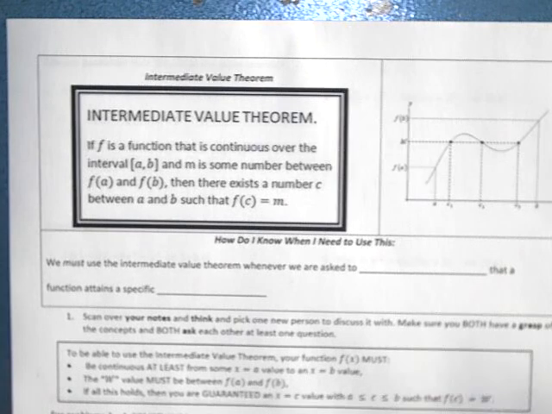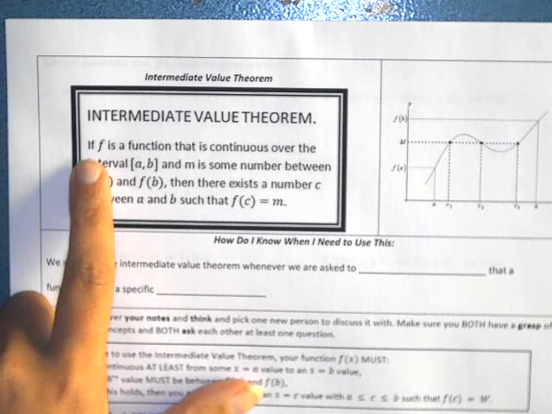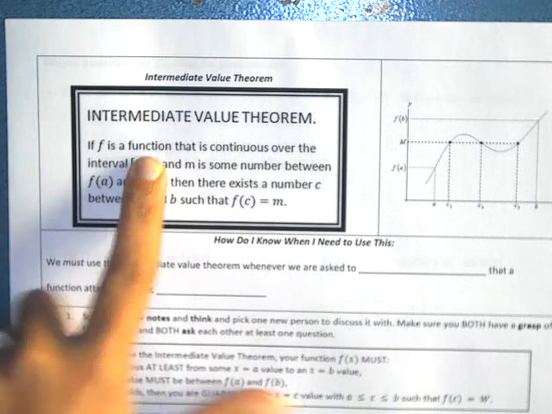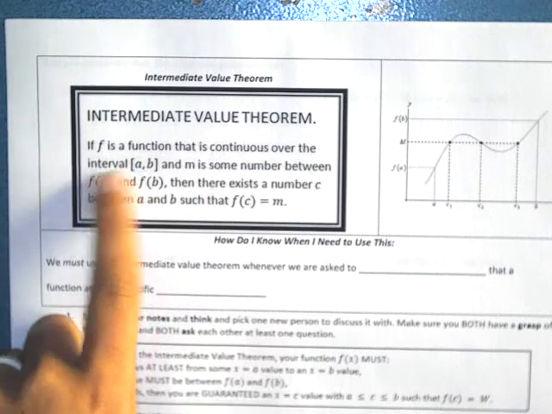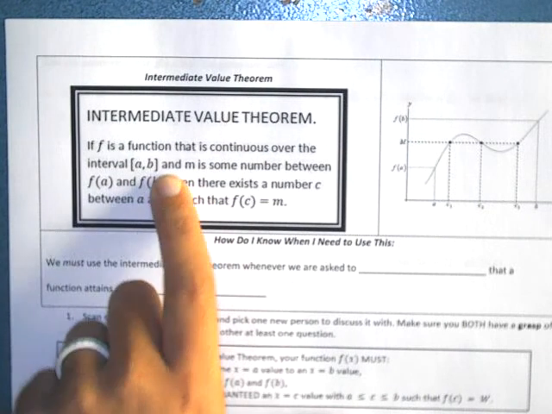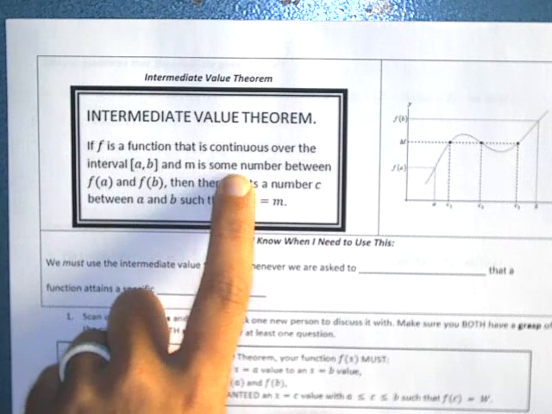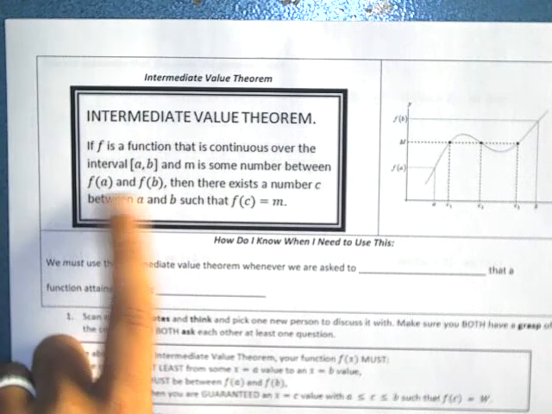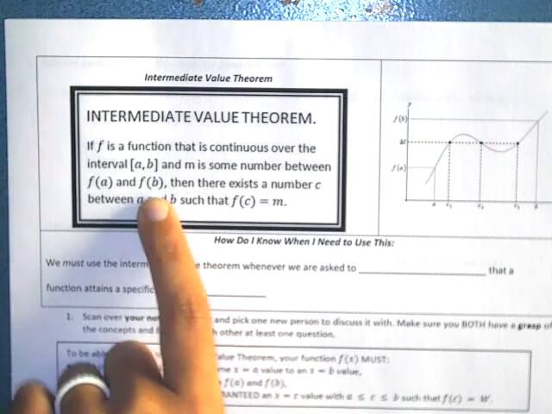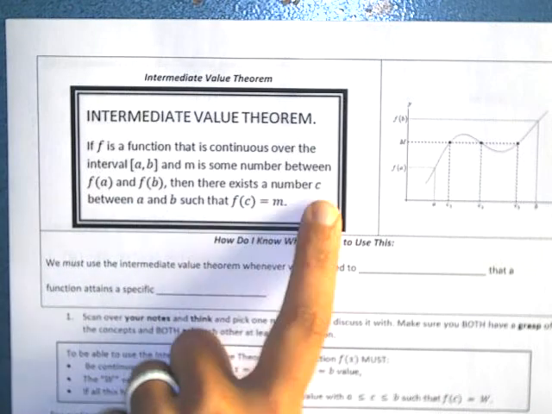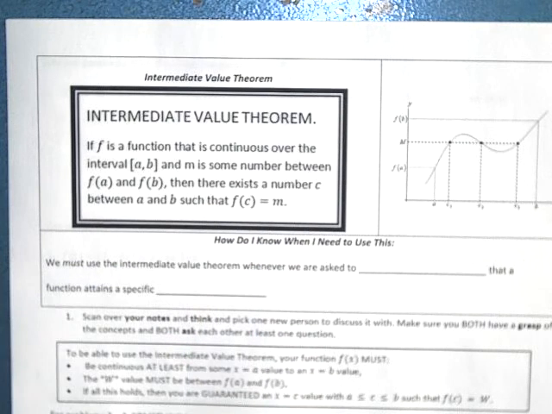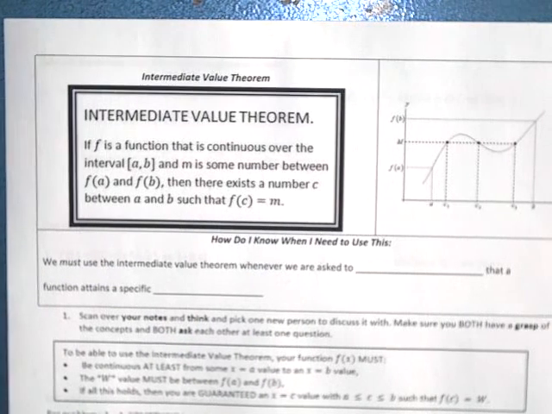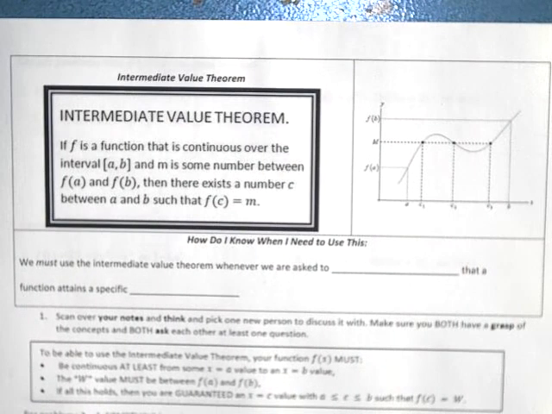So the intermediate value theorem says, if f is a function that is continuous over the interval from a to b, and m is some number between f of a and f of b, then there exists a number c between a and b such that f of c is equal to m. When you first read that, it probably pretty much sounds like gibberish. So we're going to break it down, and we're going to think about this as an if-then statement.